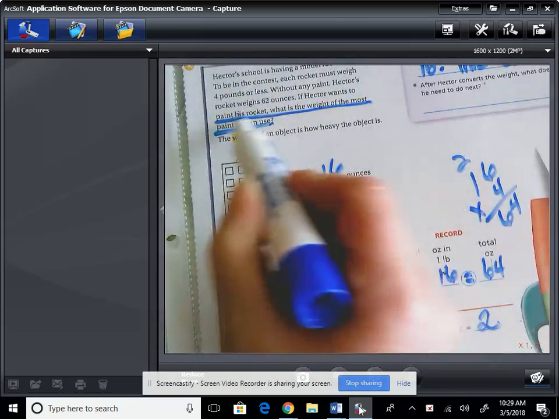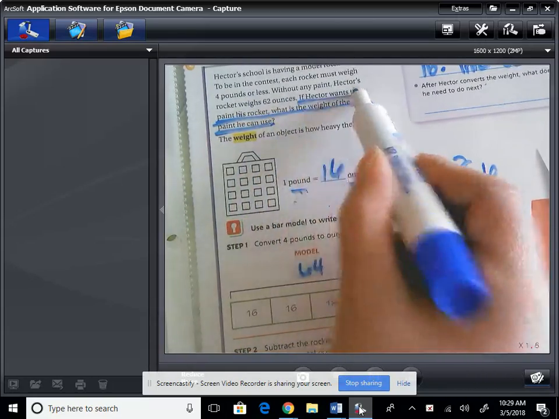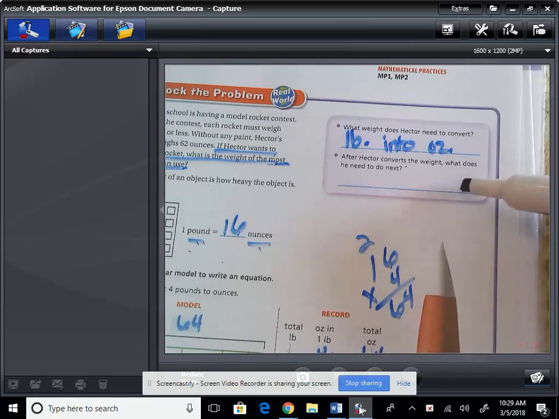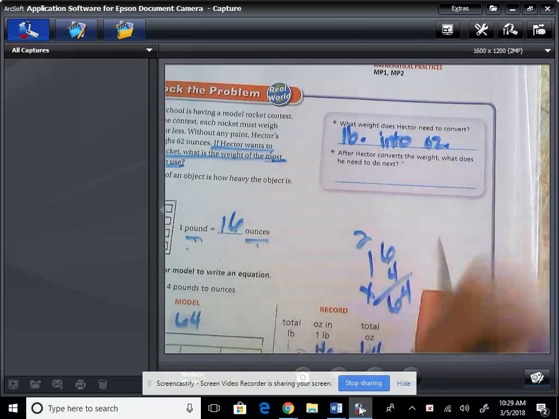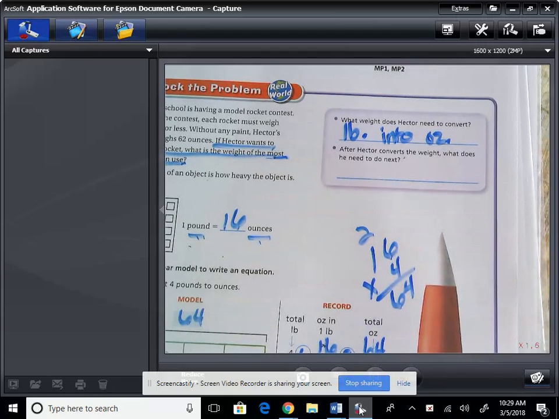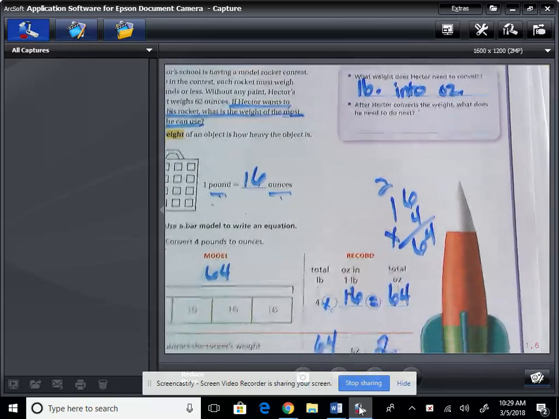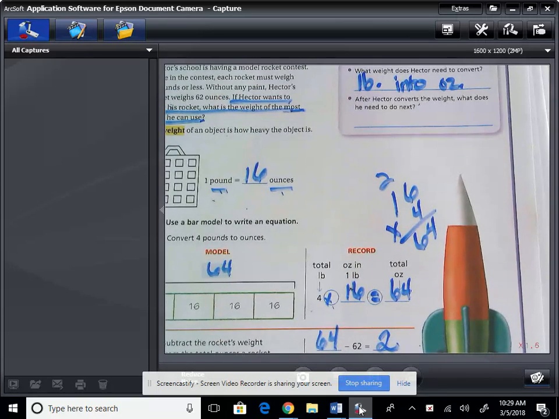So you have to really know what question they're asking you first, because you're going to have lots of steps, to know what steps I need to do to figure the whole problem so I can answer the question. Because here's the question. The weight of the paint can be at most 2 ounces for Hector's model rocket to be in the contest.